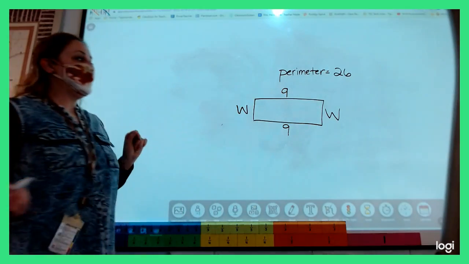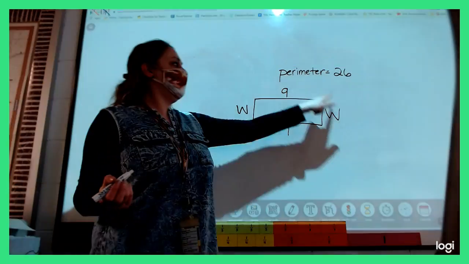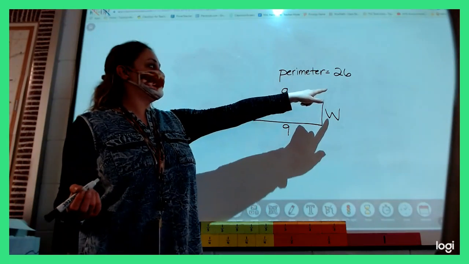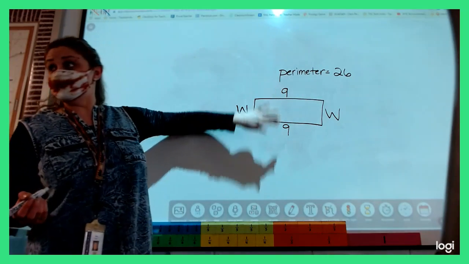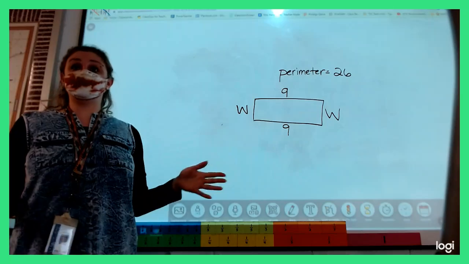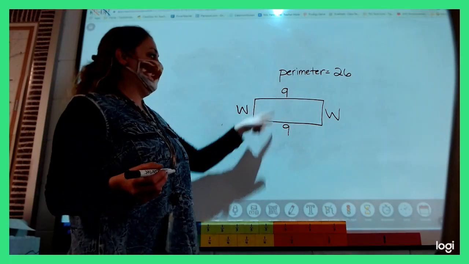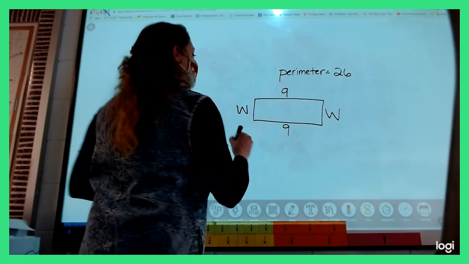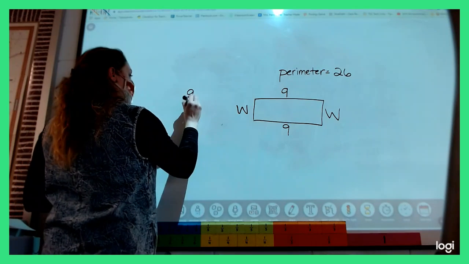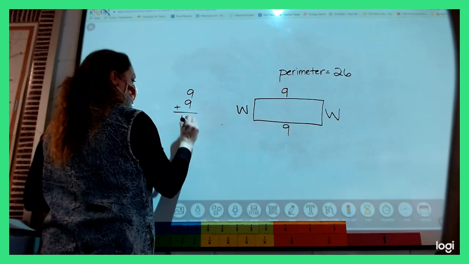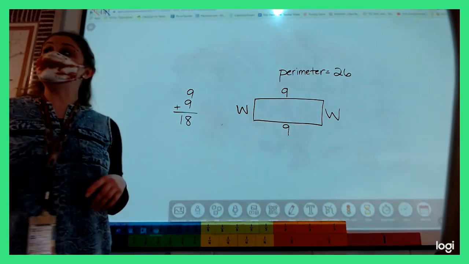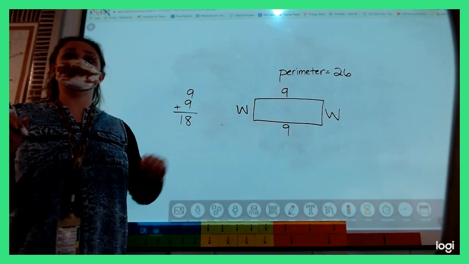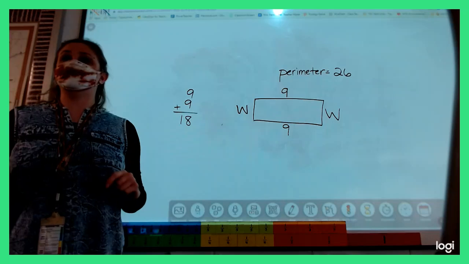All right. So, if the perimeter all the way around is 26, do we already know 2 of our lengths? Yes. So here's the first step to this problem. We're going to add up our 9s and see how much of the perimeter they make up first. So everyone on your board, 9 plus 9 is 18. Any questions so far as to what I just did? If you've got them, you got to ask them or I can't help you.